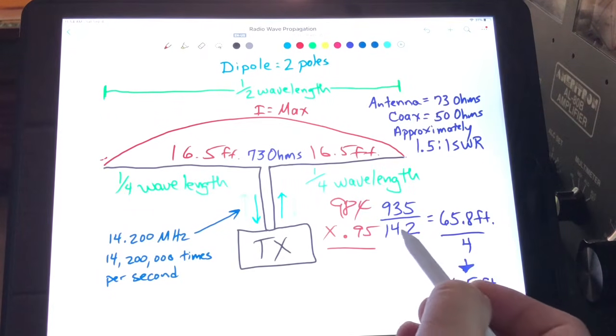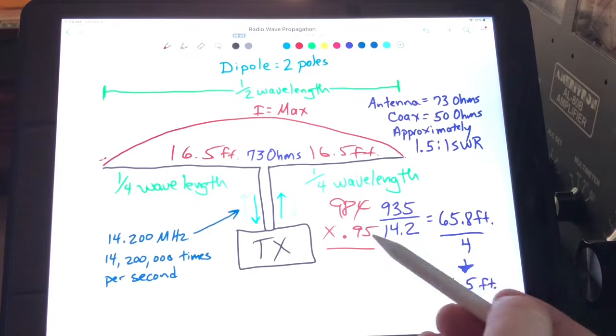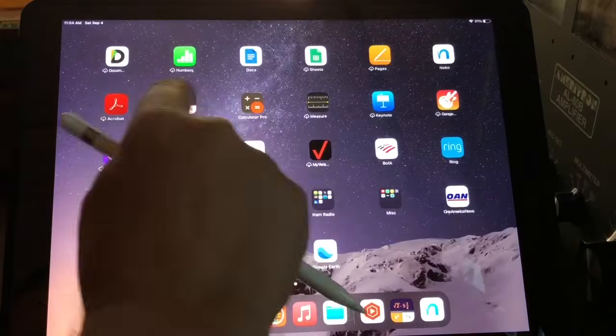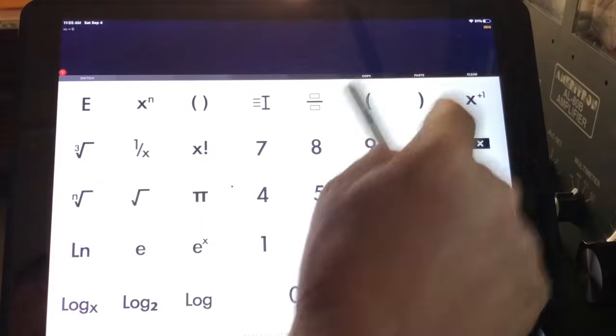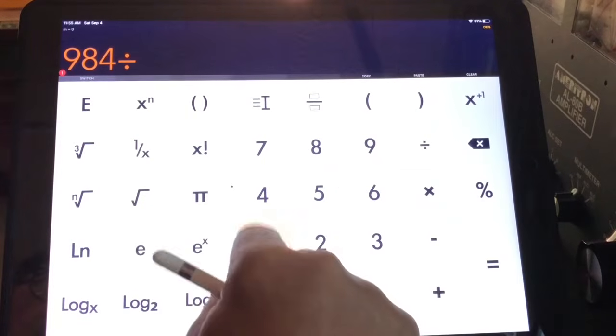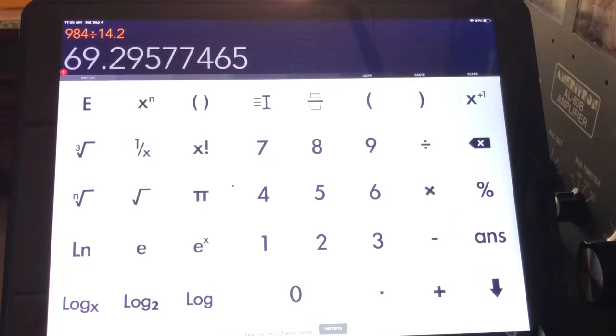984 divided by 14.2. That's the height. Cut that in half. Let's do the math on that. I'll pull up a calculator here. So what we would want is we would take 984 divided by 14.2, 69, almost 70 feet.